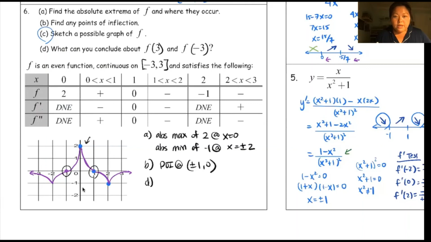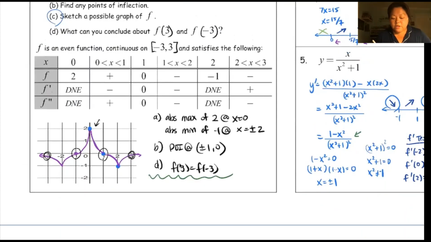And part D, what can you conclude about f of 3 and f of -3? So f of 3 should be the same as f of -3 because it's an even function. So f of 3 should equal f of -3. If this were an odd function, okay, so this is a teachable moment, then f of 3 would equal negative f of -3. So then it'll be the opposite. It will be the rotation about the origin, so it'll be like a 180 degree reflection of your function.